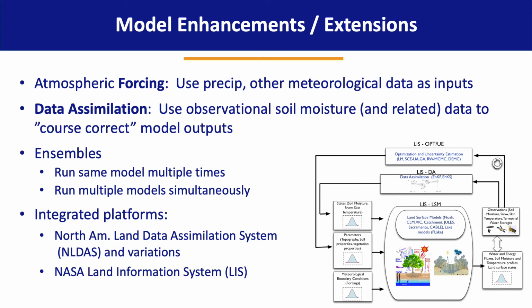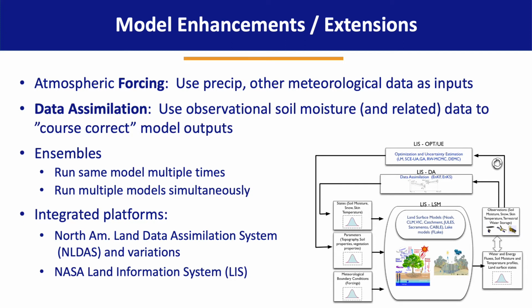Well, there are a number of model enhancements and extensions that are worth having just a sense of. One of them, atmospheric forcing, is quite standard at this point. This is the use of precipitation and other meteorological data as inputs to the land surface model. So this way the model doesn't run in its own little box, but actually is bringing in actual meteorological conditions to help inform soil moisture and other data outputs.